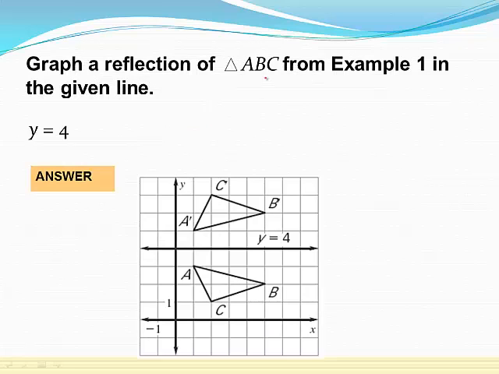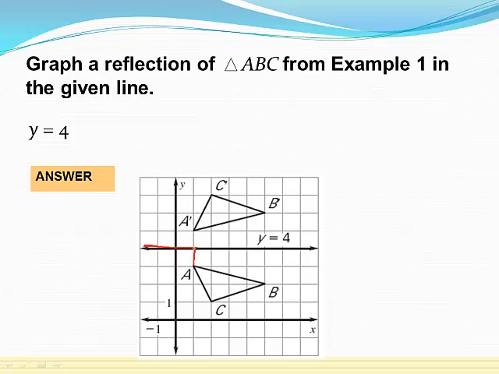So after you do that, you have to reflect it. And this is, I guess, the tricky part of the whole thing. All you have to do in reflections is just count how far away from the line of reflection you are. So this is our line, y equals 4. And all you have to do is just count, using elementary counting properties, to see how far away from the line of reflection you are.